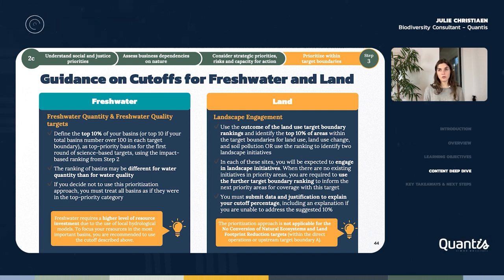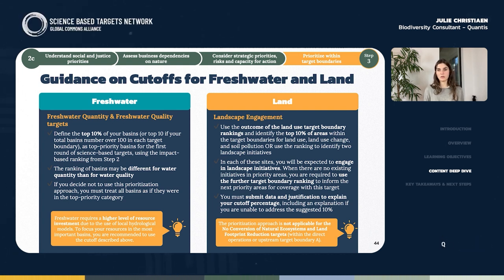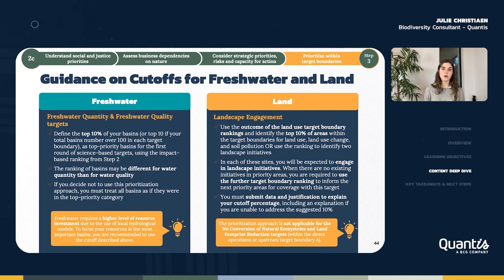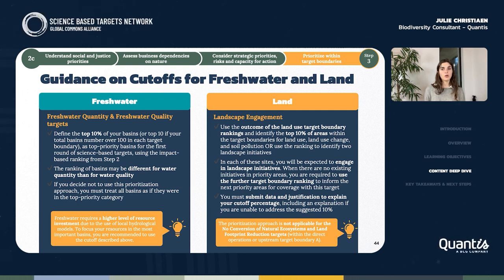Companies that decide to not follow this prioritization process will be required to treat all basins as if they were top priority category, and will be required to seek local hydrological models for each of these basins, requiring an important resource investment for finding all those local hydrological models.